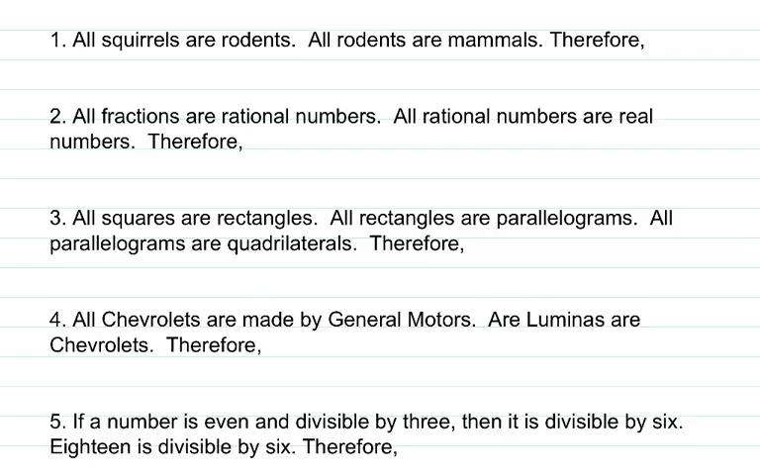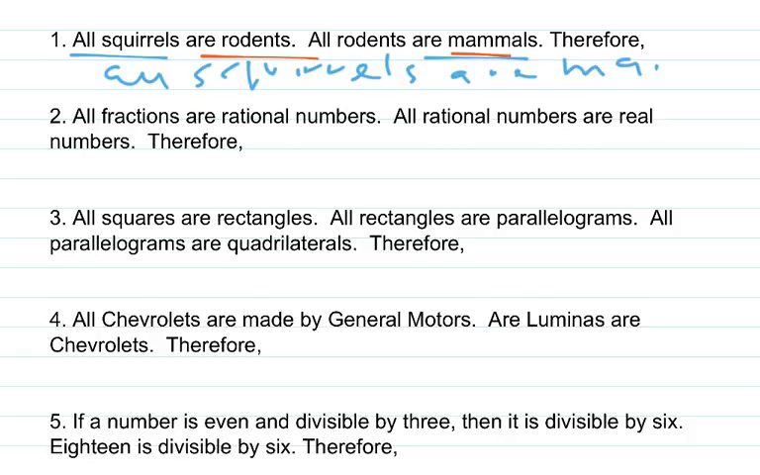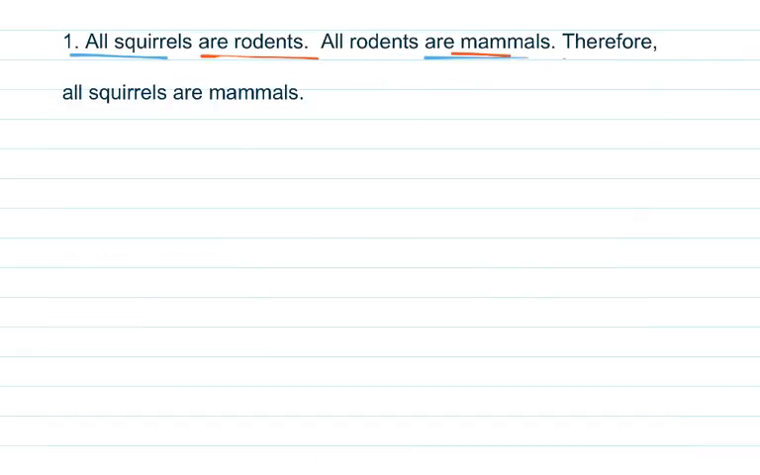So something you can see is that if a squirrel is a rodent, that means a squirrel is also a mammal. So what you can do is look at the first part of the first statement and the last part of the second statement. Based on this, you can say, therefore, all squirrels are mammals. Okay, so we can say that all squirrels are mammals. Okay, let's look at number 2.